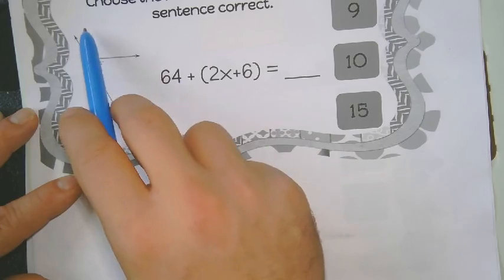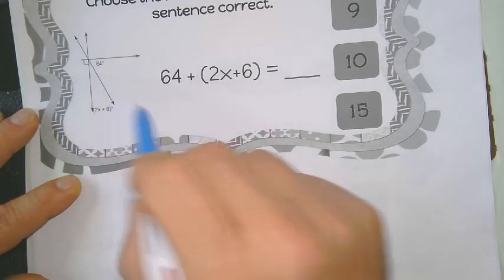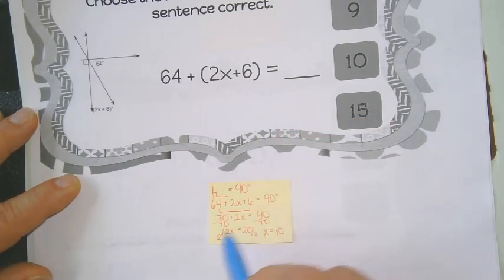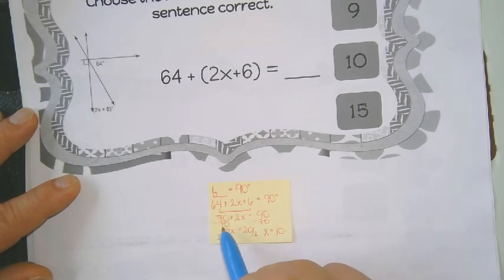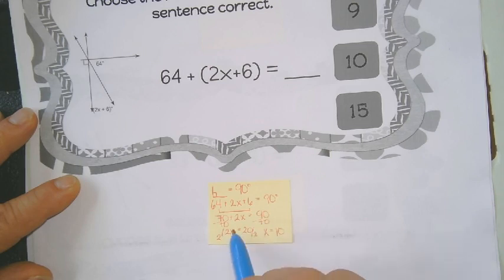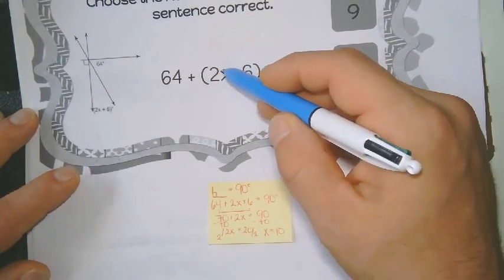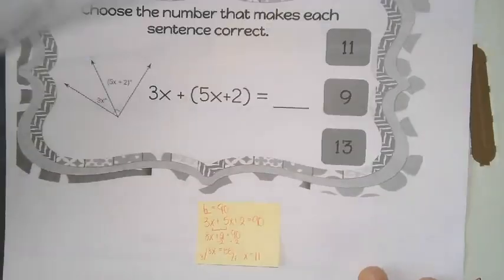Alright, so here we got two angles, one's 180 and one's 90, but because we're talking about the interior, we're talking about complementary. So 64 plus 2x plus 6 equals 90. 64 plus 6, like terms, equals 70, plus 2x equals 90. So minus 70, we have 20 remaining. 2x equals 20. Divide by 2, x equals 10. Put the 10 in for x, you have 26. 26 plus 64 does equal 90 degrees.